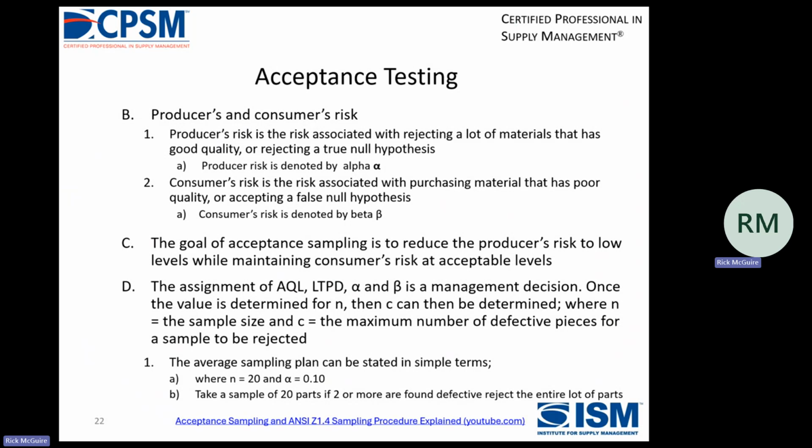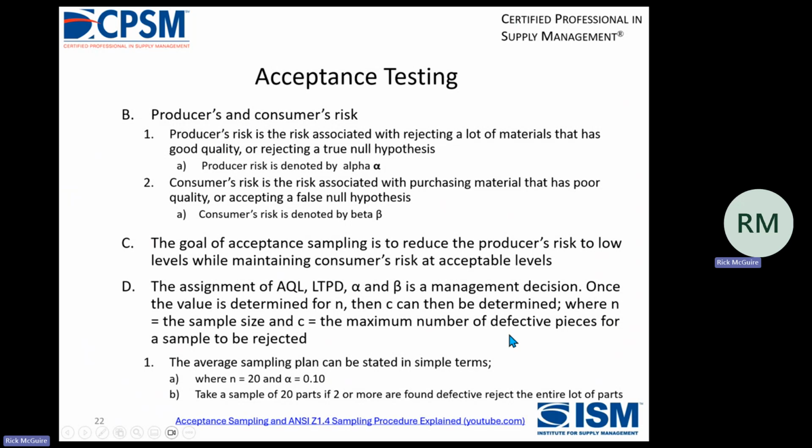So there's a thing called producer's and consumer's risks. If you study statistics, it's better known by its names, alpha and beta risk. So the producer's risk is associated with rejecting a lot of material that has good quality, or rejecting a true null hypothesis. And the consumer's risk, on the other hand, is the risk associated with purchasing material that has poor quality, or accepting a false null. And that's the beta. So producer's risk is alpha, consumer's risk is beta.